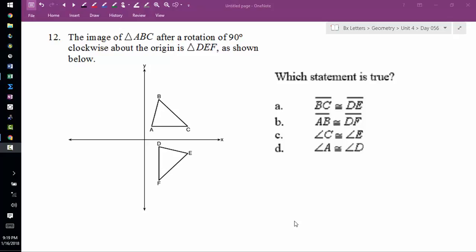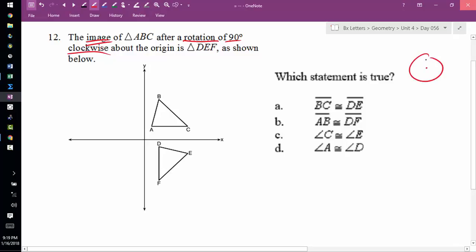Number 12. The image of triangle ABC. So as soon as you see the word image, you should be thinking some sort of transformation is happening. The image of triangle ABC after a rotation of 90 degrees clockwise. So right, you got a clock, 12, 1, 2, 3. Clockwise is that direction. Right, that's clockwise. About the origin, it produces triangle DEF, this triangle here.